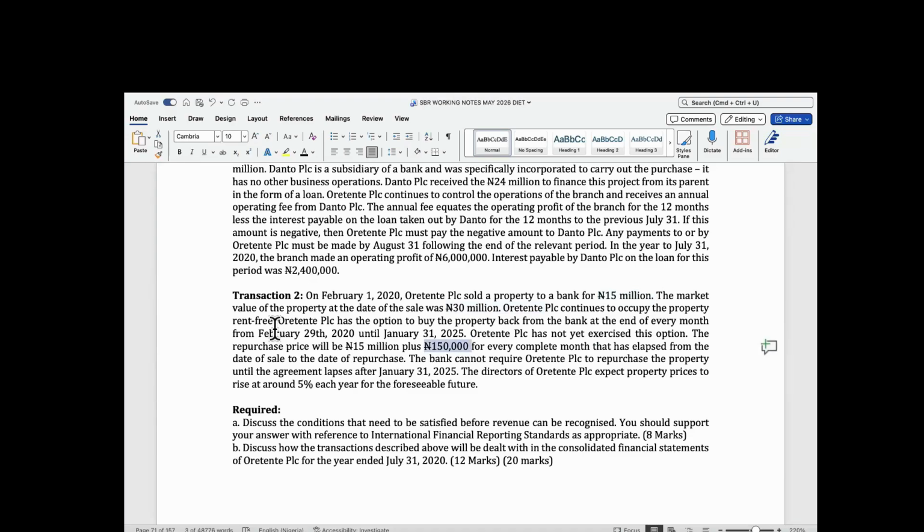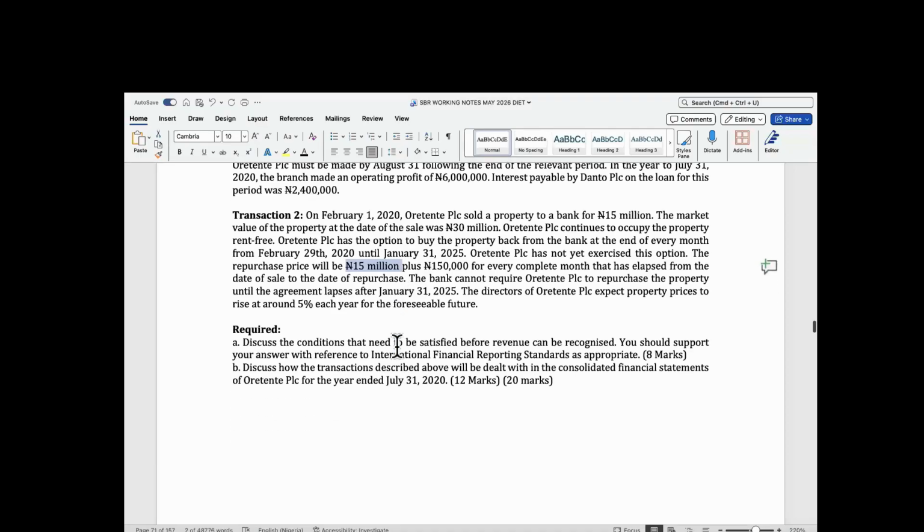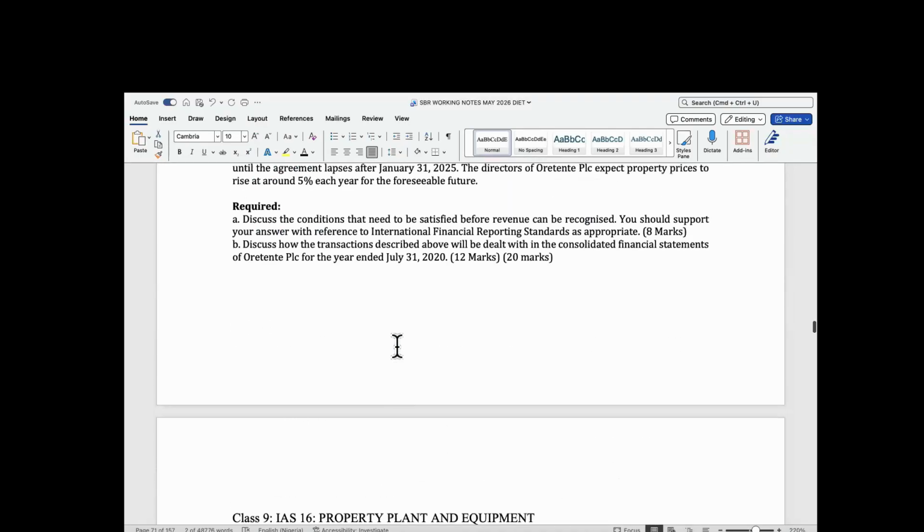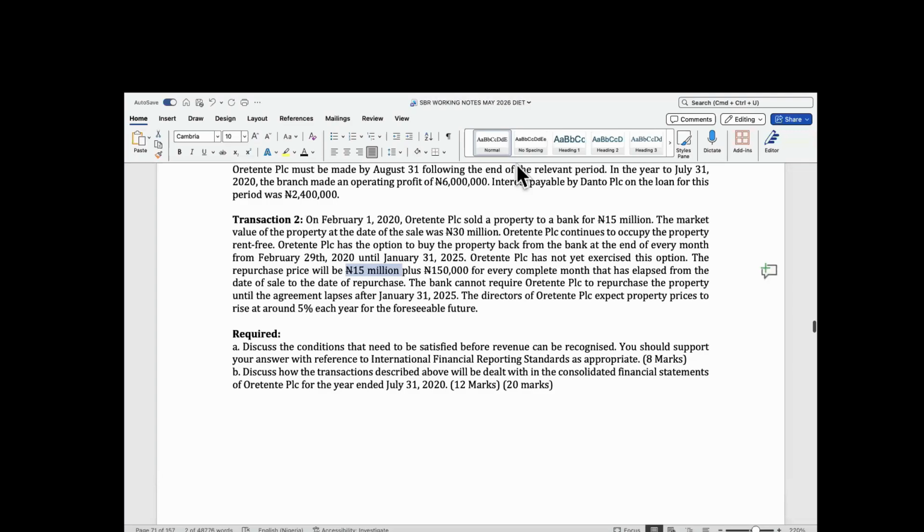So you will recognize interest from February till July. That's February, March, April, May, June, July: 6 months interest, while this one will be repayment for the loan. Okay, so that's the end of IFRS 15. Just take your time and read these things to understand very well and see where it can help you.